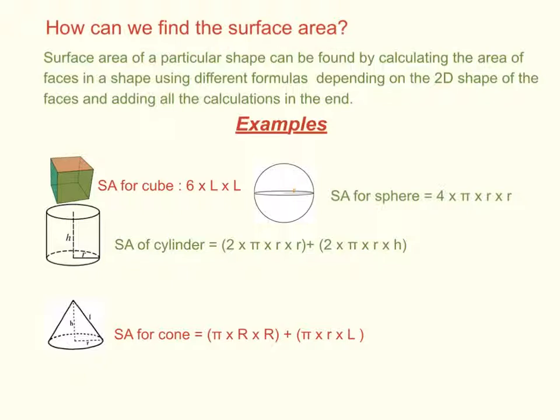Surface area of a particular shape can be found by calculating the area of faces in a shape using different formulas depending on the two-dimensional shape of the faces, and adding all the calculations together at the end. Some examples of these formulas include the surface area of a cube, which is 6L squared; the surface area of a sphere, which is 4 pi r squared; the surface area of a cylinder, which is 2 pi r squared plus 2 pi rh; and last but not least, the surface area of a cone, which is pi r squared plus pi rl.